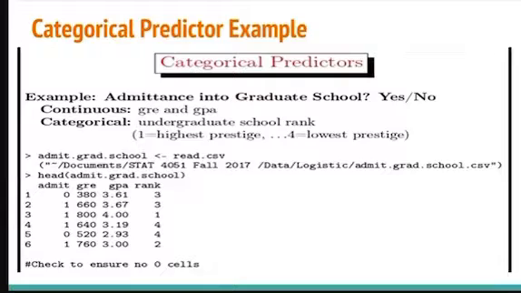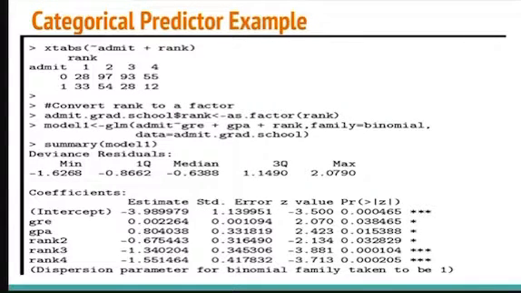Now, if you go based on rank, because rank is categorical, we generate a 2x4 table.